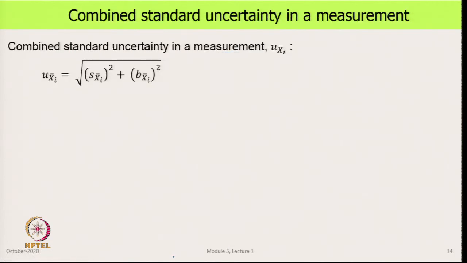And then having got S xi bar and B xi bar, the random and systematic standard errors, we can now calculate the standard error in the measurement, which we call the combined standard uncertainty in a measurement, or in many cases this is simply referred to as standard uncertainty.